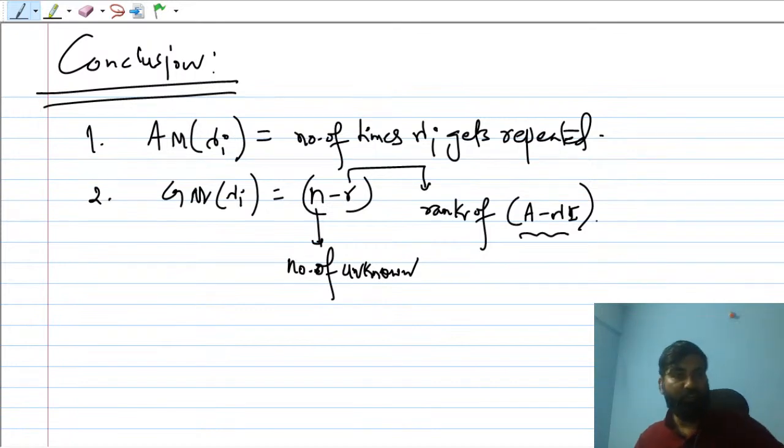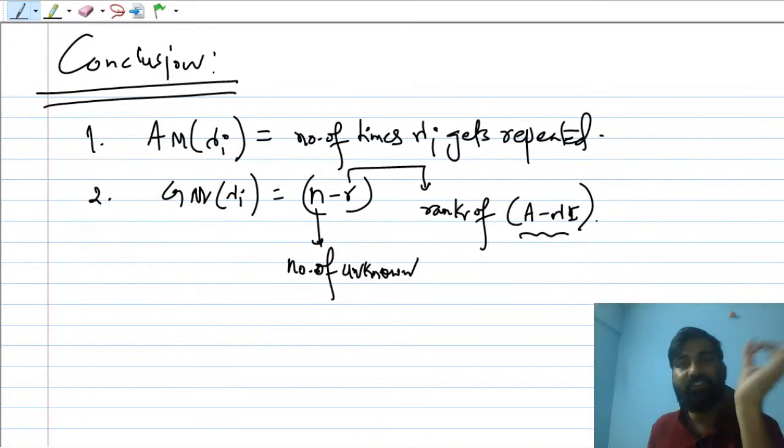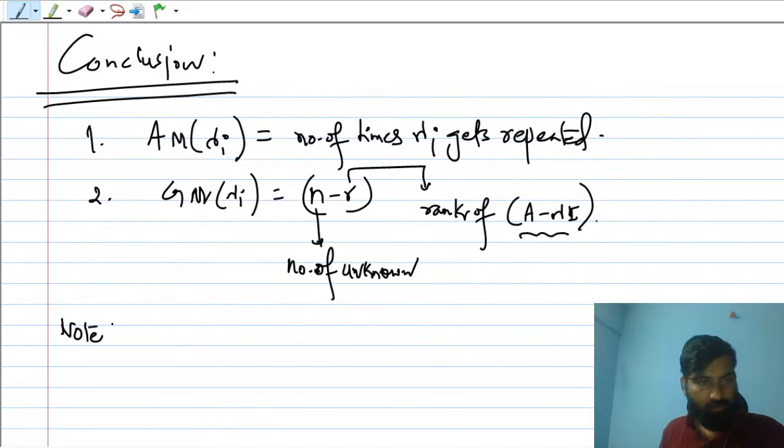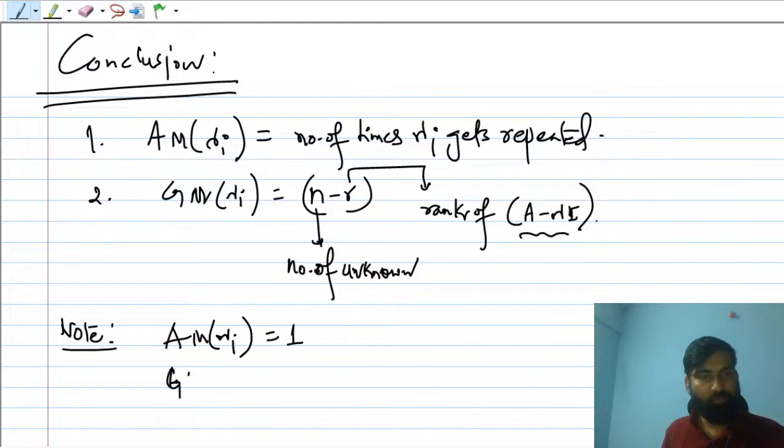So this is what I wanted to discuss. I will not elongate this session longer. Only 3 topics I wanted to cover. I hope you have learned the concept of how to find AM and how to find GM. One more thing to remember: suppose the AM of any lambda, say lambda 1, is 1, your GM will always be 1.